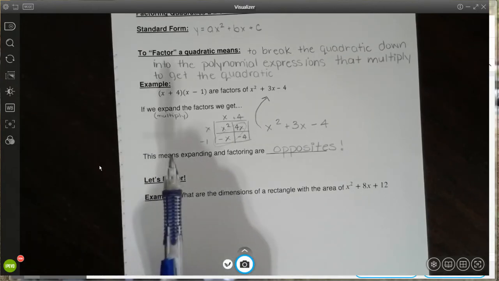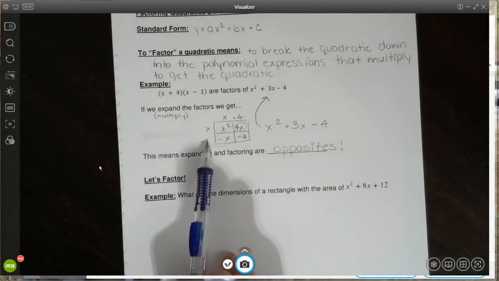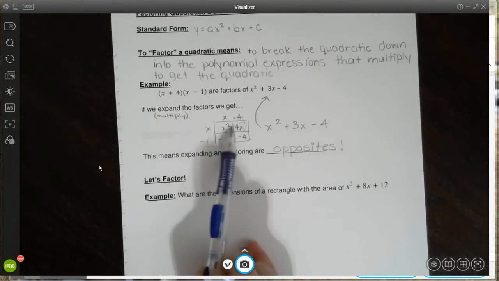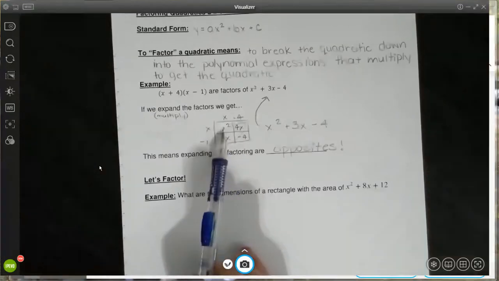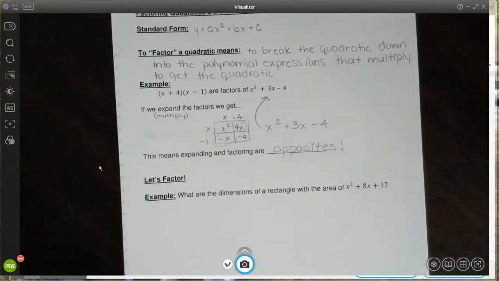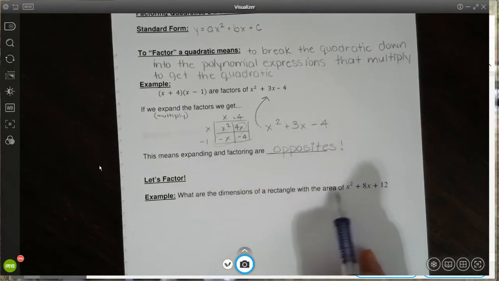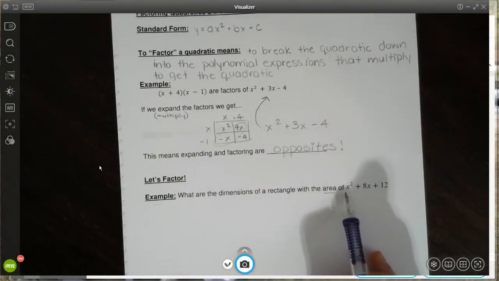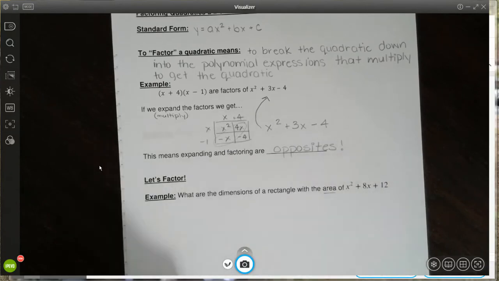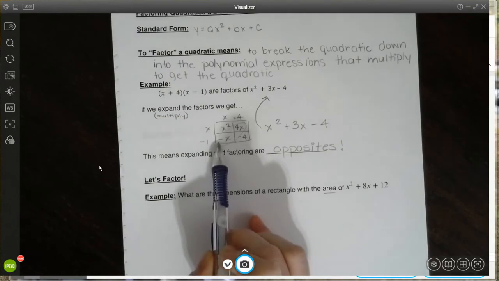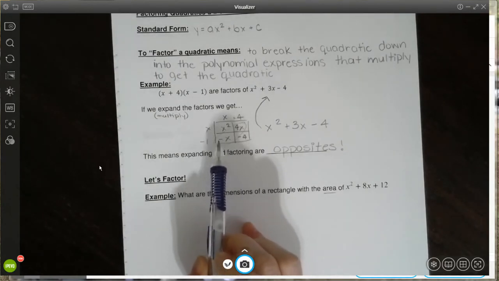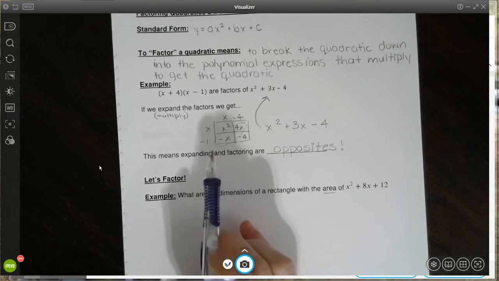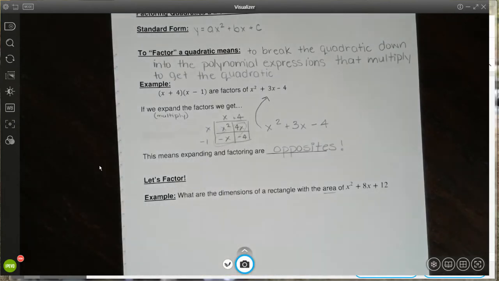So I started previously with these two binomials on the outside, and I was working on finding the interior. I was working on finding the area. When I'm factoring, I'm giving you the area, I'm giving you the inside, and our goal is to find the length and the width of this rectangle we've created. And I'm going to actually use length and width as our terminology right now so that you get more comfortable with what we're actually doing.